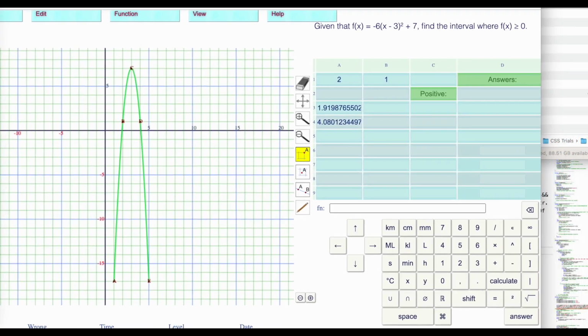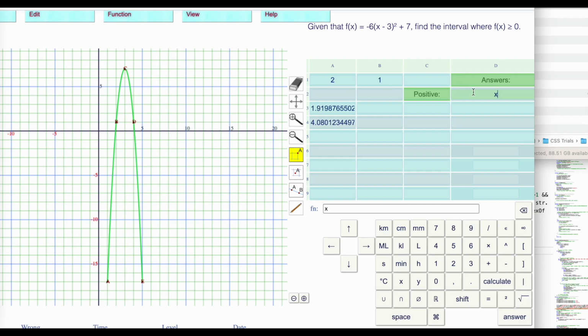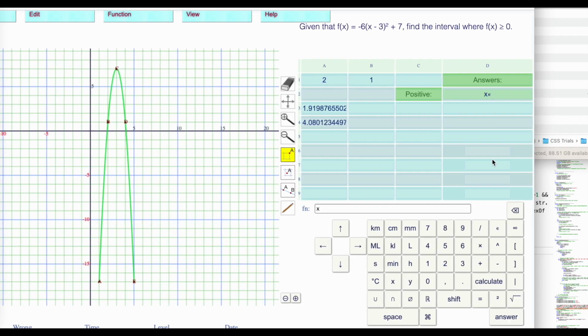X is positive between these two values. When x is a member of the interval, I'm going to put an open bracket, this first value, 1.91987, comma, 4.08012. I put in 5 decimal places in each case, then put the closing bracket like that. It's positive, the y values are positive between this x and this x. And we press answer to see if we're right.